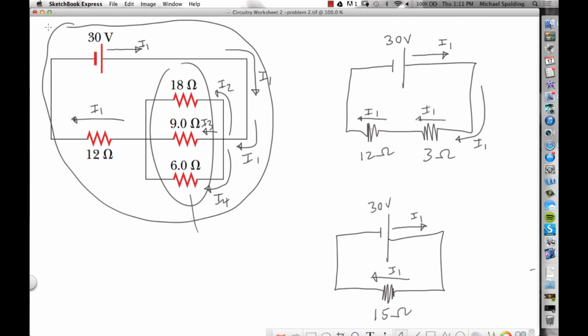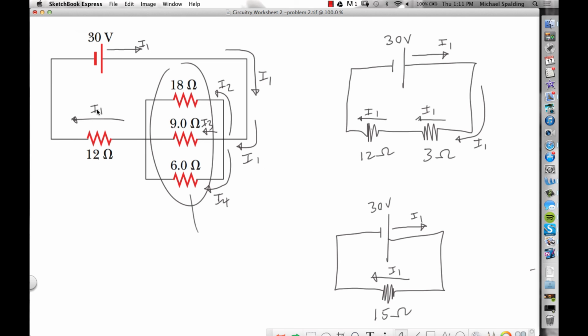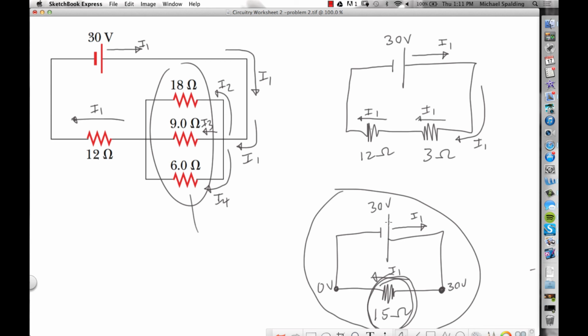Now, are we going to use this picture to get I1? I wouldn't. In fact, we can't, because we don't know. Do we know what the delta V is across this guy yet? So we're not going to use this picture. The picture to use is the last one, because what must be the delta V across this 15? 30, because right here is 30, and then the other side is 0, right? 30 and 0.